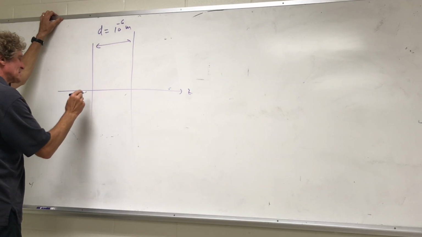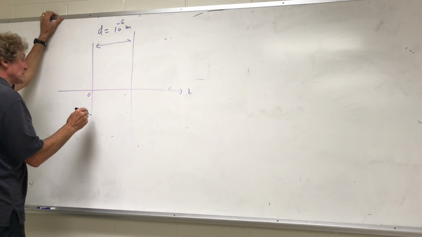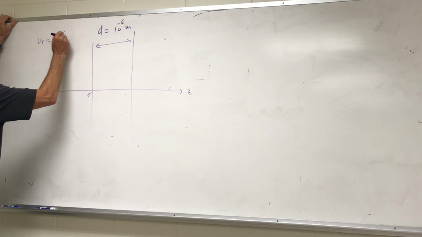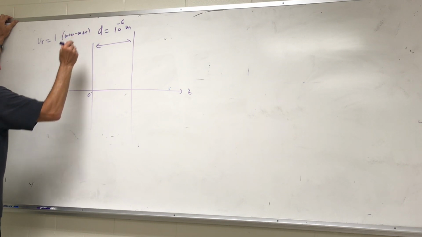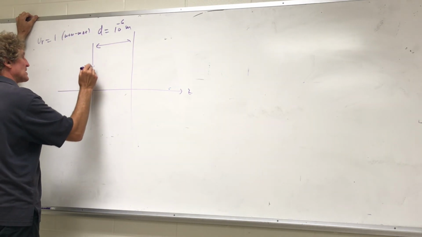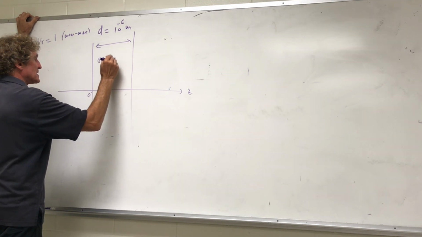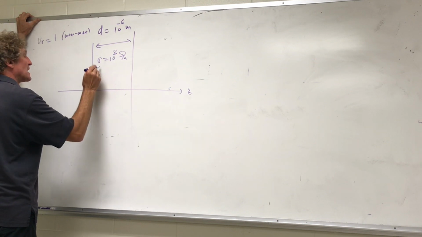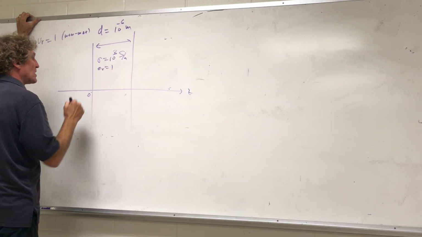D is 10 to the minus 6 meters. I'm going to call that z. I'm going to say z equals 0 here. I'm going to say everywhere mu relative is equal to 1, so it's non-magnetic everywhere. And I'm going to say I have a value of sigma 10 to the third Siemens per meter. Say epsilon relative here is 1 as well.